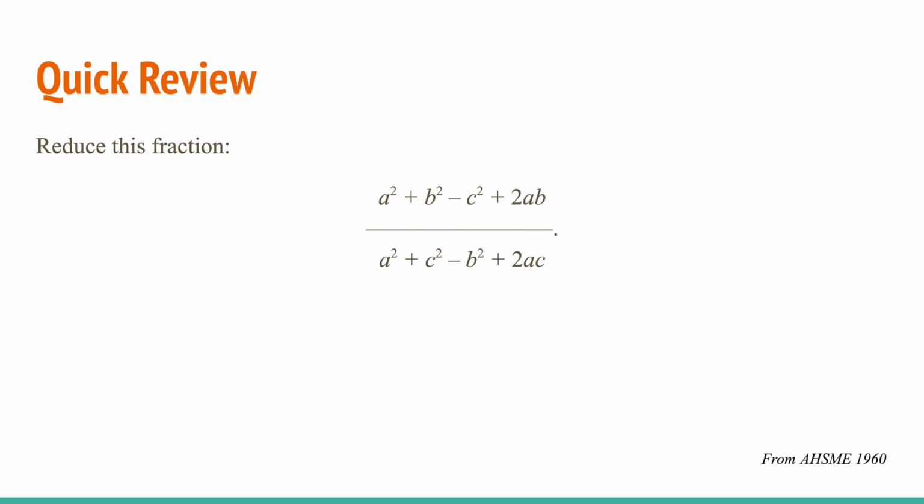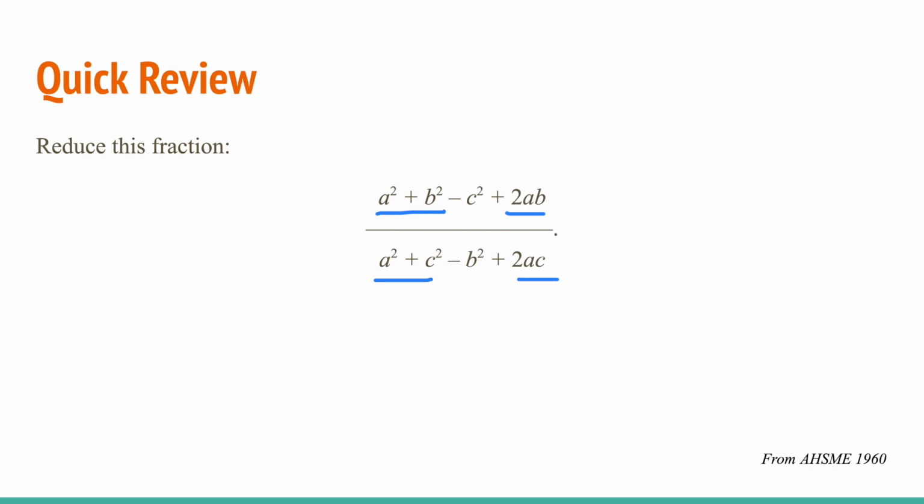Two factorizations that pop out immediately are the difference of squares factorizations, which are b squared minus c squared and c squared minus b squared. However, if we factorize these, we have two other terms that make no sense. So let's try to look for other factorizations. Another one that pops out is the a squared plus b squared plus 2ab and a squared plus c squared plus 2ac, which are both the perfect square factorizations.